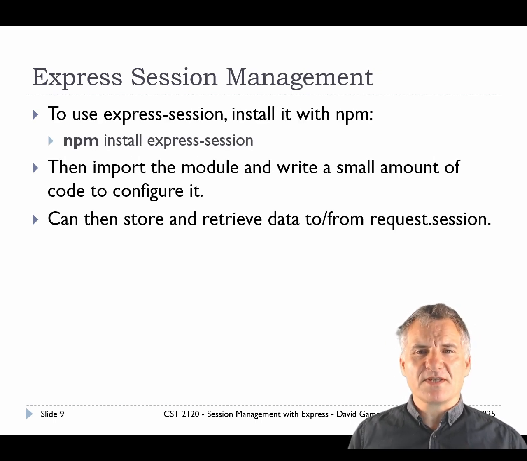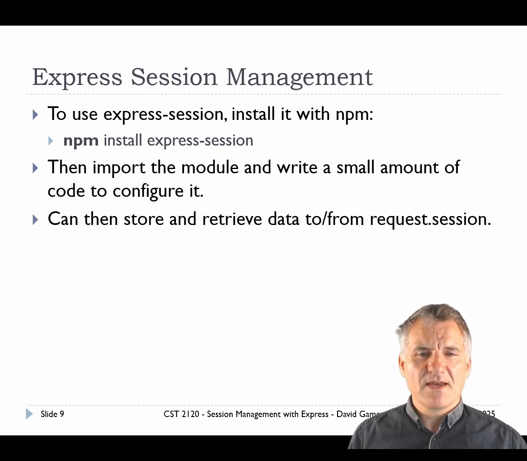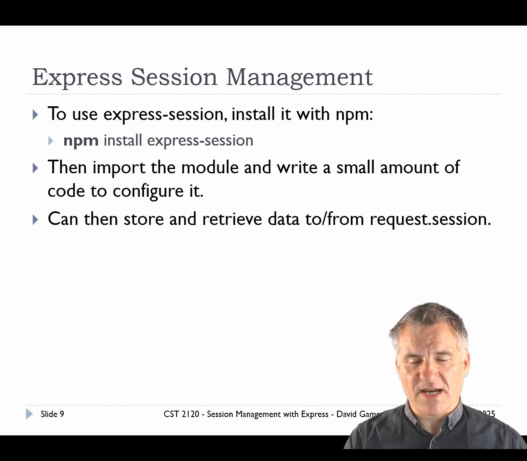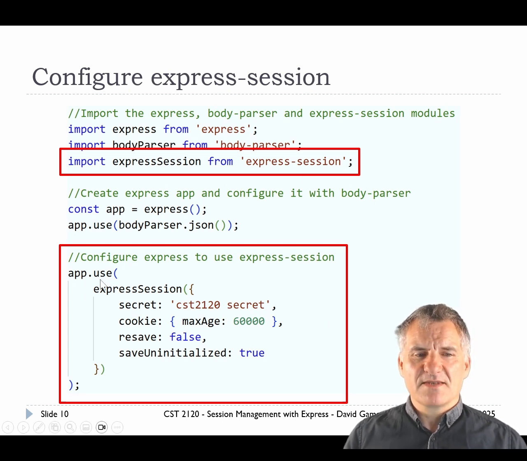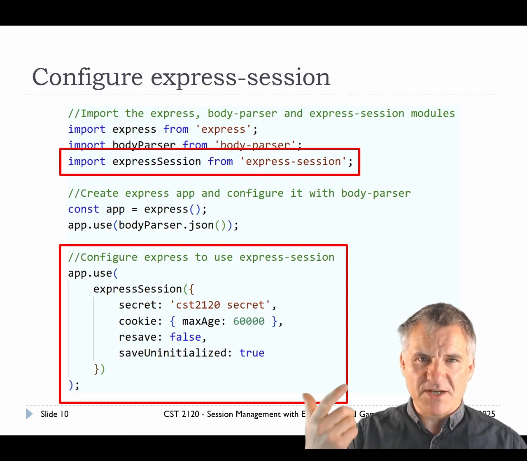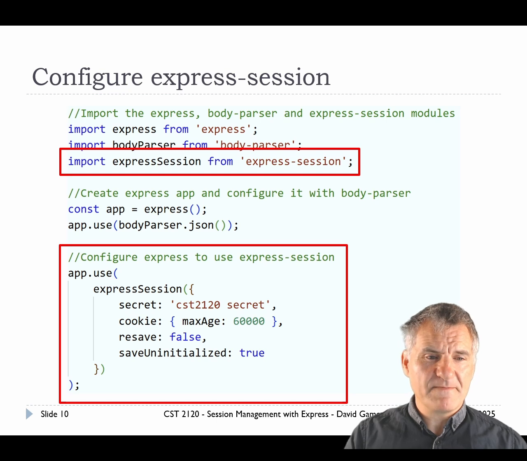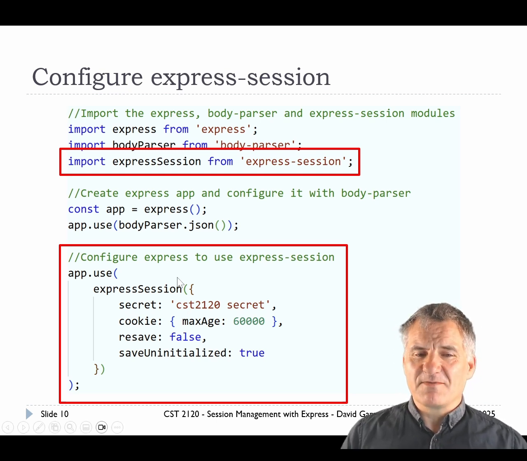Very easy to use: just install it with npm, import the module, a small amount of code to configure it, and then we can store and retrieve data to and from this request session object. To configure it's really easy. We just import the express session from express session, and then use app.use to set this express session inside the express server. It's got a bunch of options which you don't really need to worry about. Just use standard values for this unless you really want to change them.